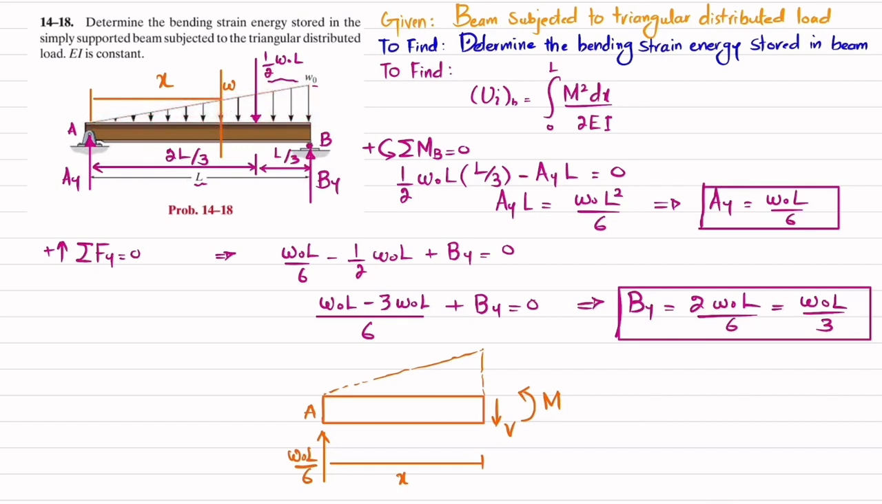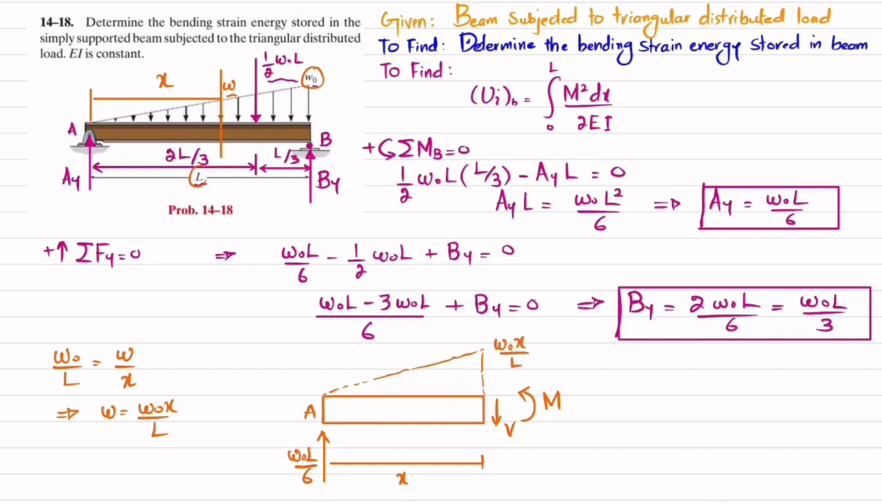So by using this ratio, W0 over L is equal to W over the length X. So from here, this W will be equal to W0 X over L. So here, the magnitude is W0 X by L.